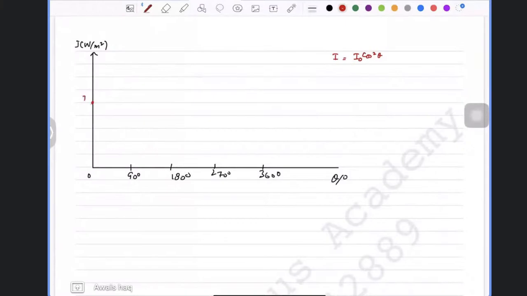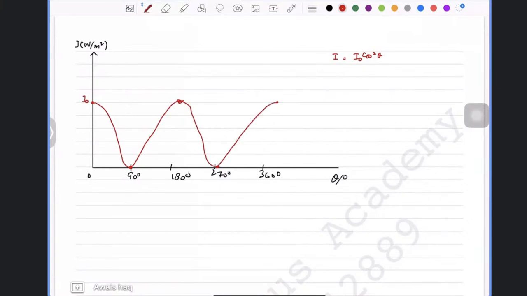At 90 degrees, it will be 0. At 180, it's going to be full again. 270, 0. 360, full again. So the wave would form like this. It is just how intensity is changing with respect to this.